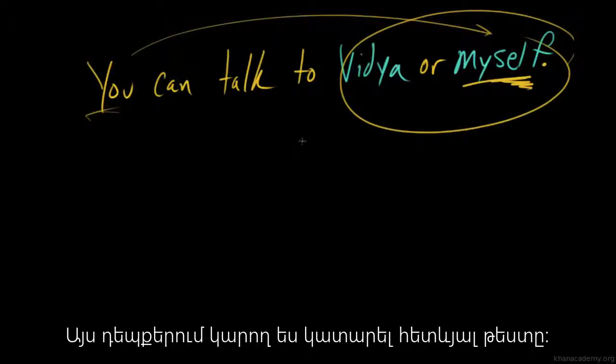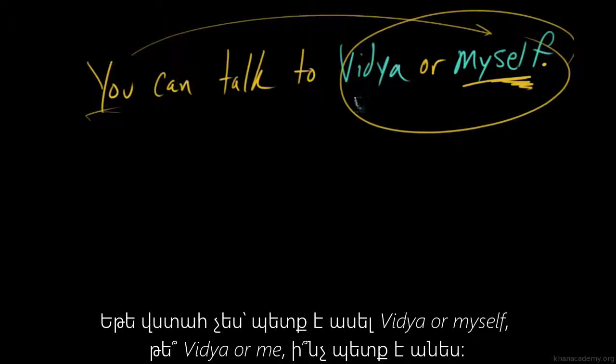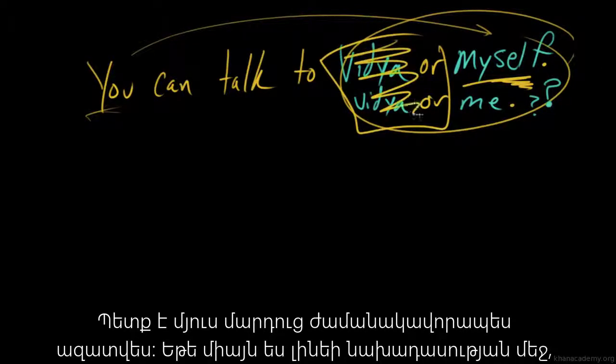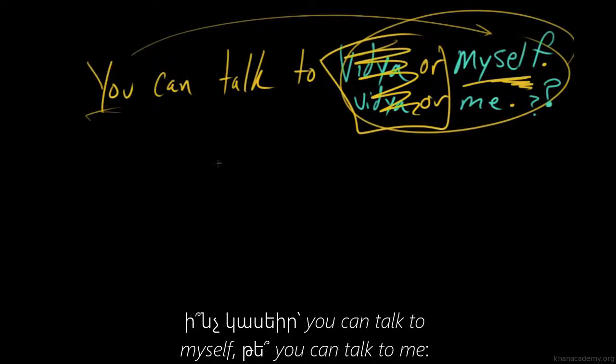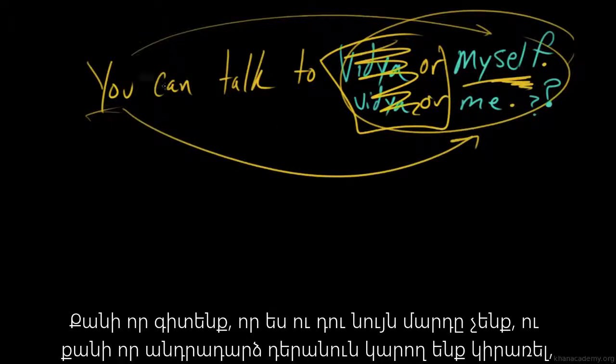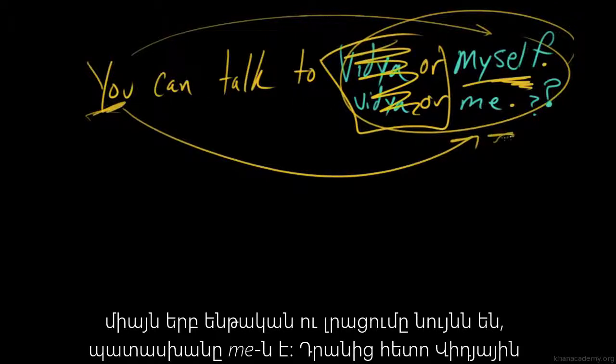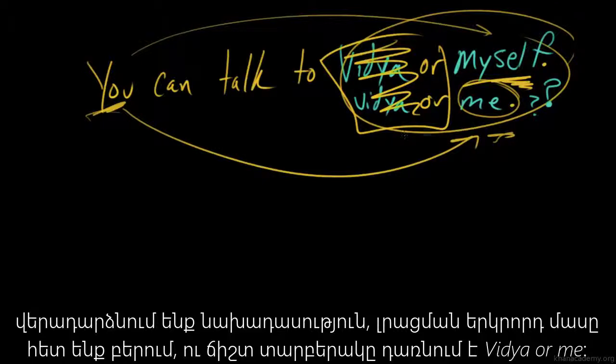And so there's a test you can do if you're unsure of whether or not it should be Vidya or myself, or Vidya or me, which is what I would say. How do you tell? Take the other person out of the object, just for a little bit. So would you say, you can talk to myself? Or would you say, you can talk to me? Well, since we know that you is not the same thing as myself, and you can only use reflexive pronouns when the subject and the object are the same thing, the answer is me. So then, we bring Vidya back, we bring the other part of the object back, and it becomes, you can talk to Vidya or me.